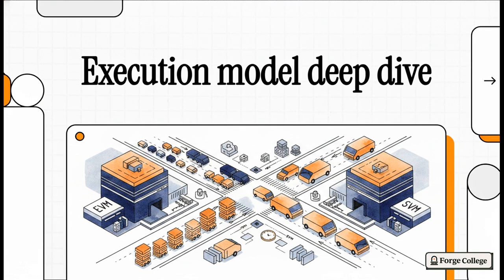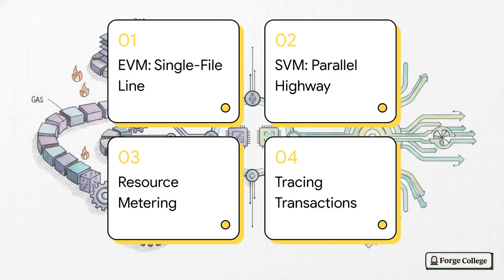We're going to look at exactly how these two very different virtual machines process incoming transactions. We've got the static components, but now we really need to dig into the step-by-step execution details. Here is the engineering schematic for today's explainer. We'll start with Section 1, EVM, the single file line. Then we'll shift gears into Section 2, SVM, the parallel highway. Next up is Section 3, resource metering, gas versus compute. And finally, Section 4, tracing a real transaction.